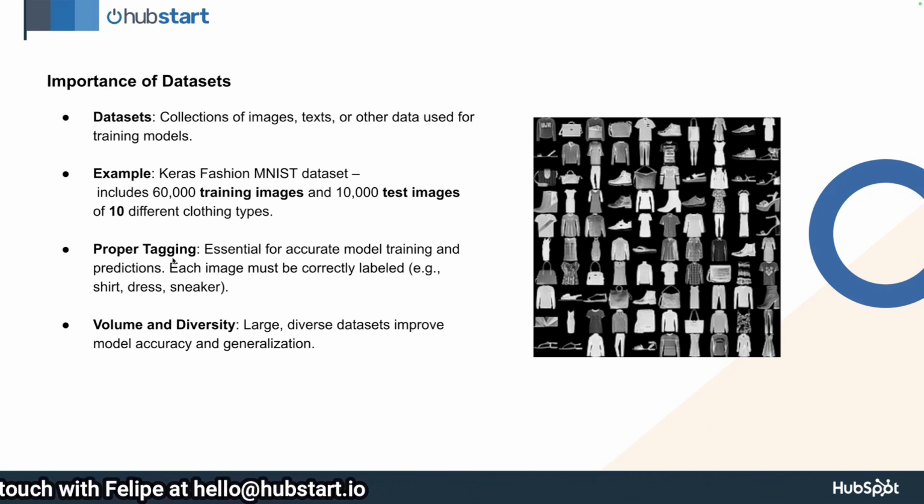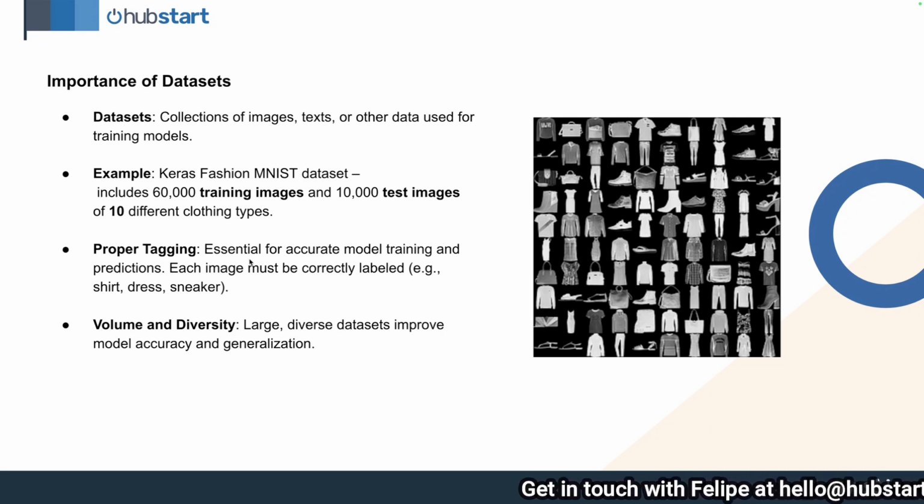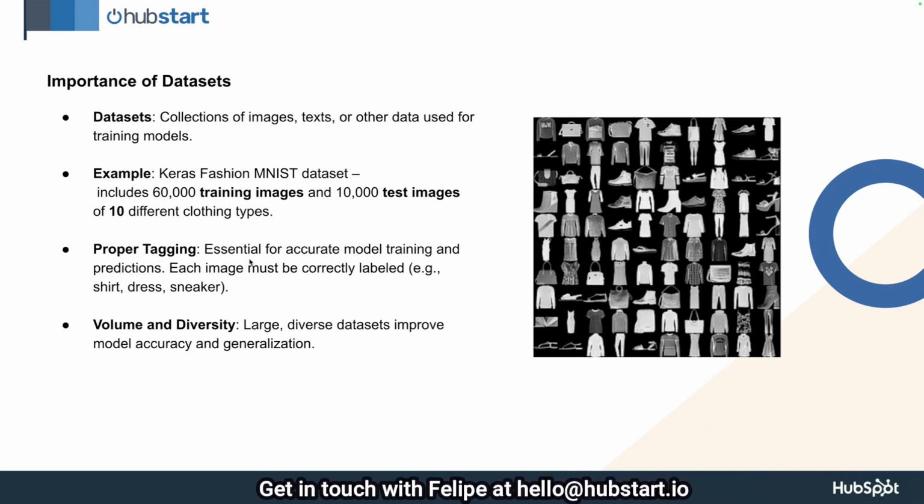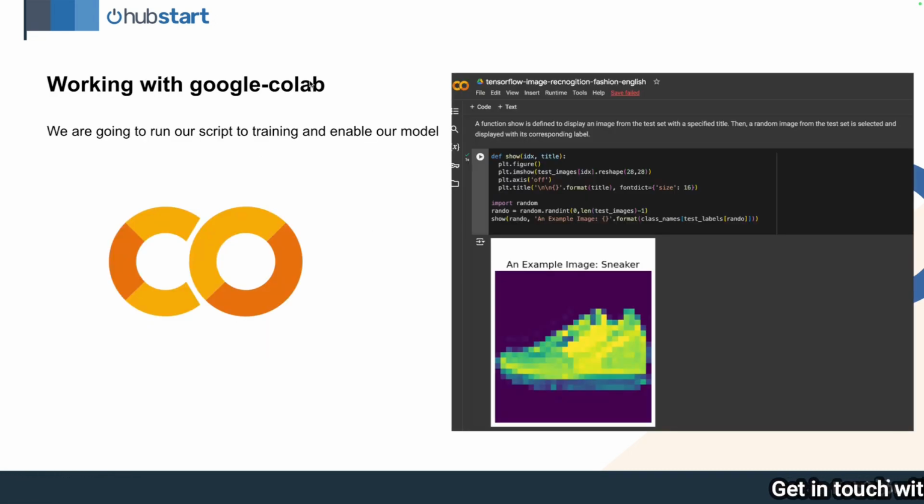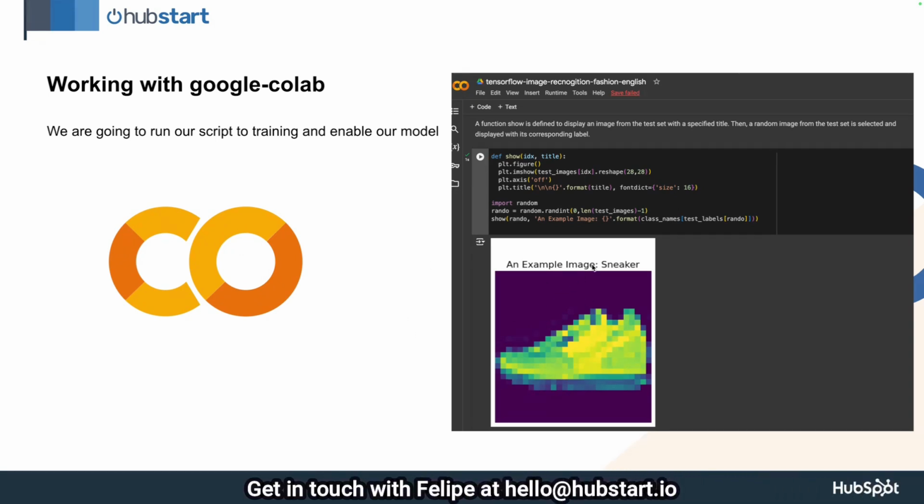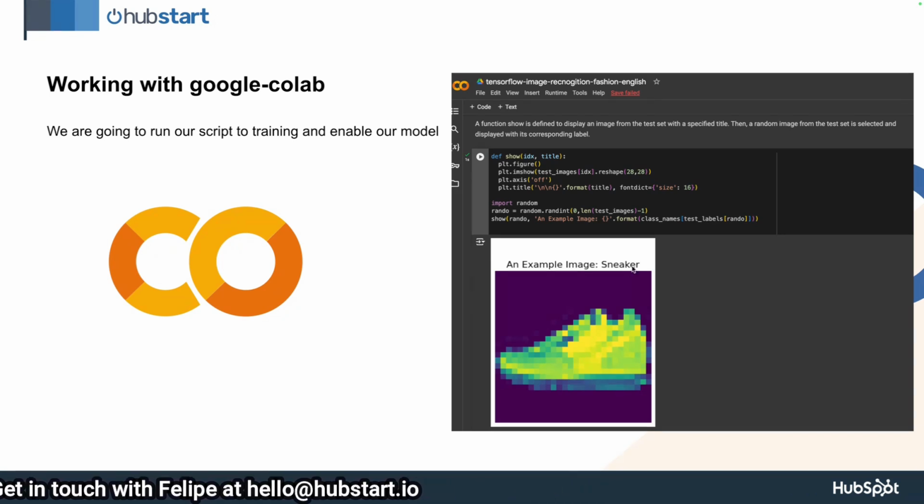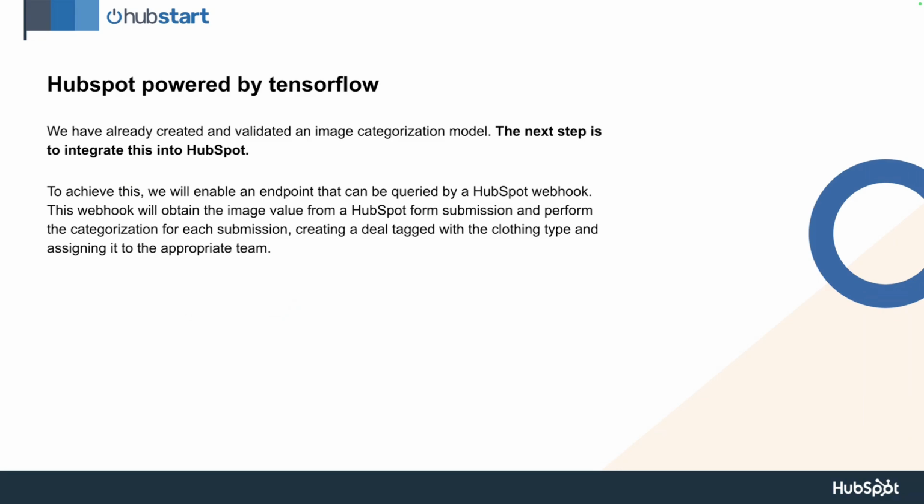Something you should know is that the proper tagging of this is essential for creating a model. So we can take the 70,000 pictures and label them. It's a lot of work, but someone already did this work, and we are going to use it for this case. So we're going to work with Google Colab. This is a little spoiler of what we're going to do, but you can see this is an example of a sneaker, or how the model is seeing the image and how it's going to make its best guess.